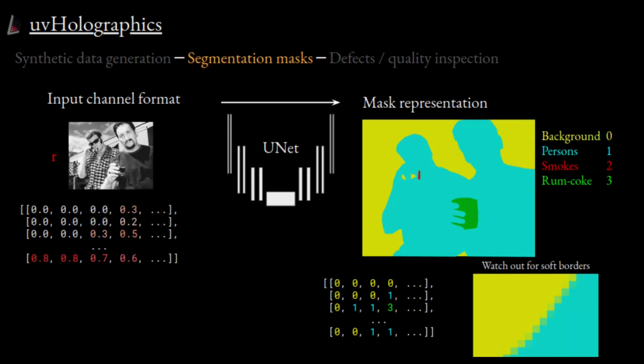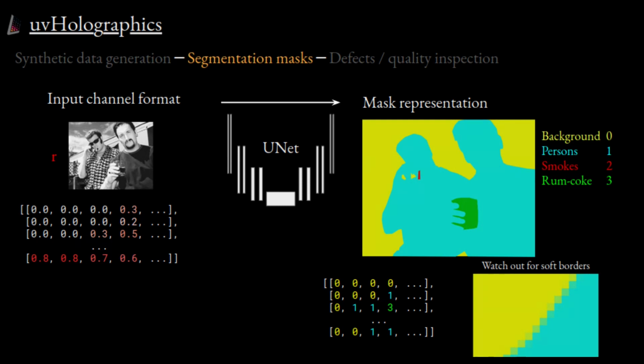More specifically, on the left we see the information captured by the red color channel. Again, we would like to assign a class label to each of the pixels. This would result in the right image. The classes are, for example, represented by integers. You can imagine why soft borders are dangerous here. A value of 3.6 should not represent a bit of smokes and a bit of rum coke.